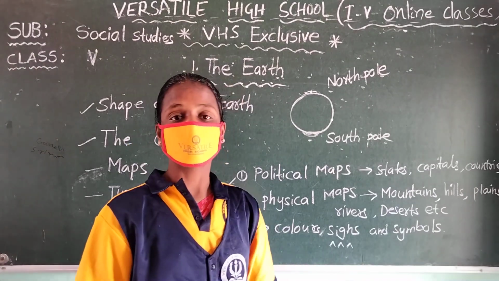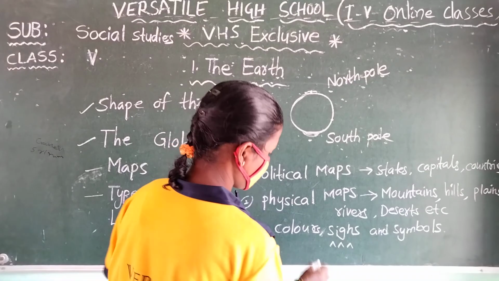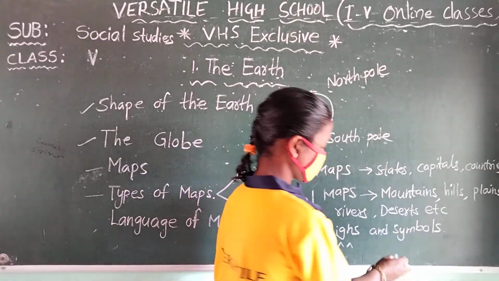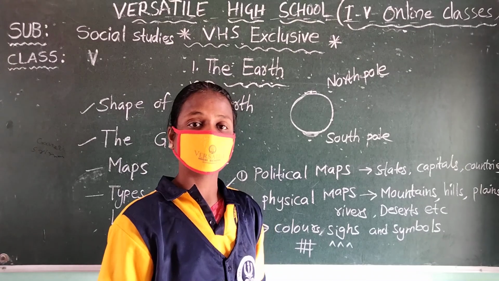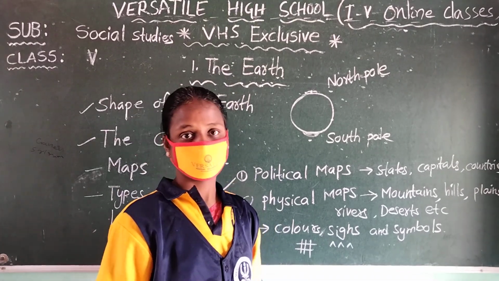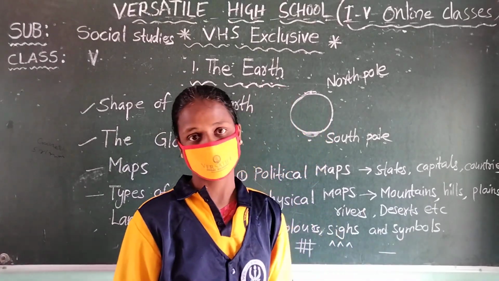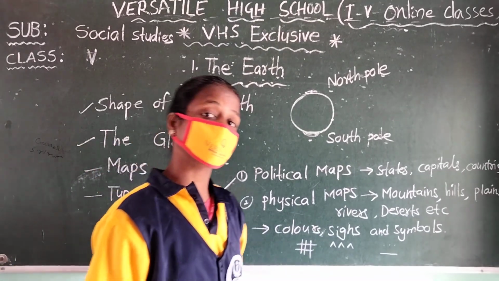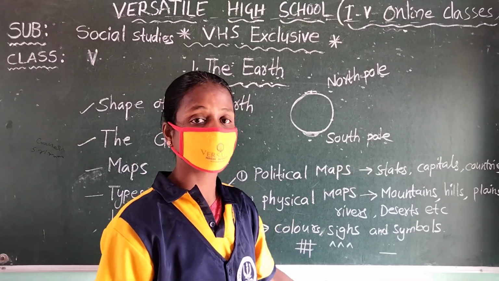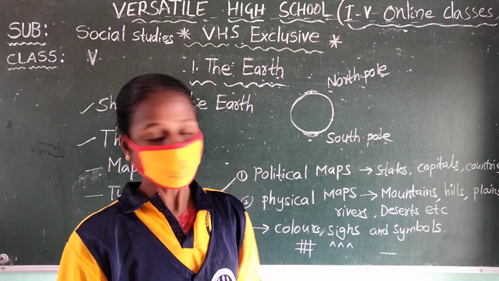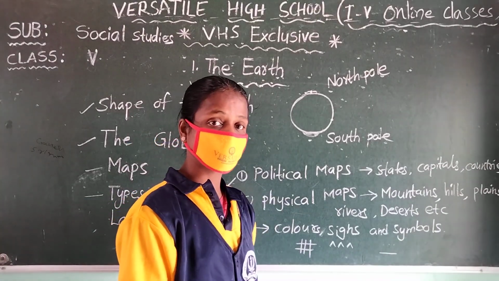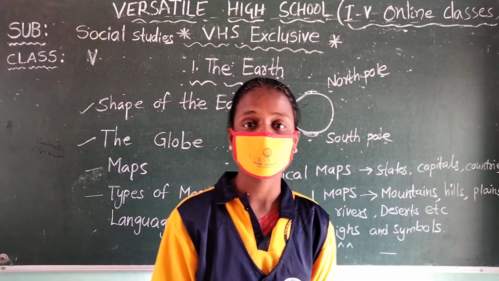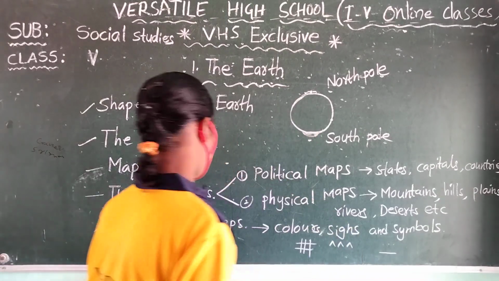And signs, suppose, that means a railway track. This is the railway track. And symbols, some symbols are there, colored dots are there. That means we have to say that these are the roads. A straight line gives us airways. So, the language of maps, what is that? If the map is showing colors, signs, symbols, then we say this is the language of maps. Then we can easily understand where the mountains are, where the forests are, where the crops are, where the minerals are. This is the language of maps.